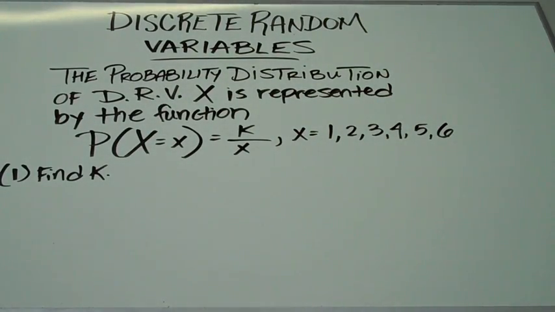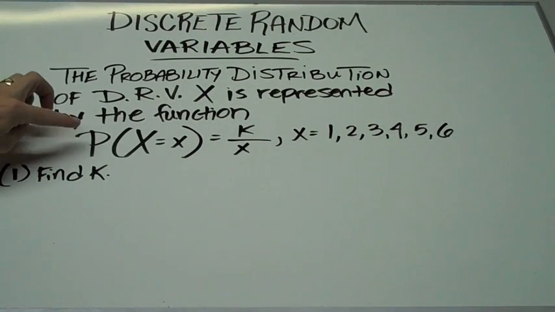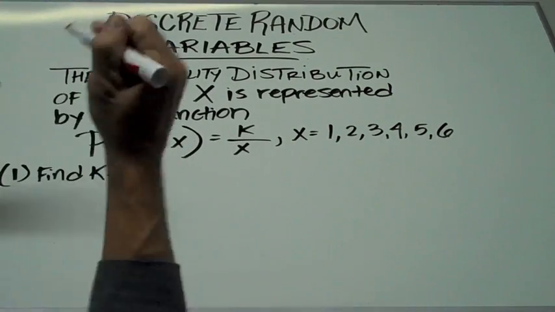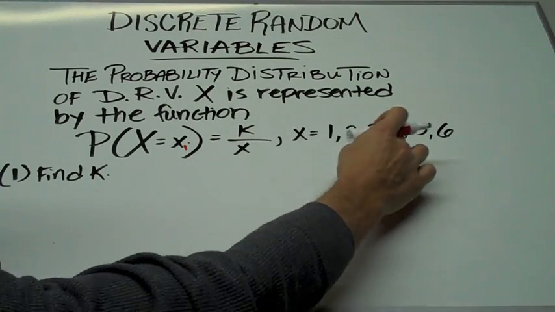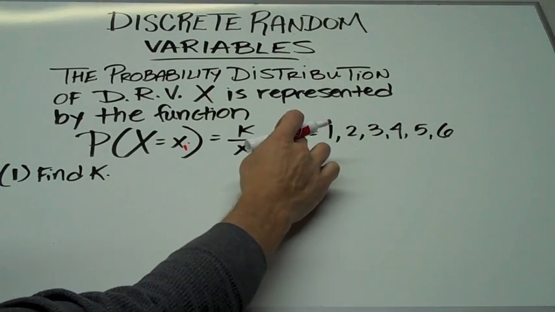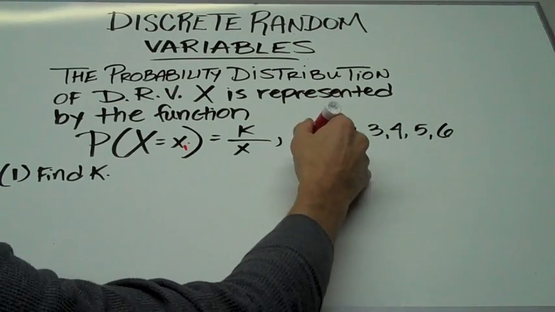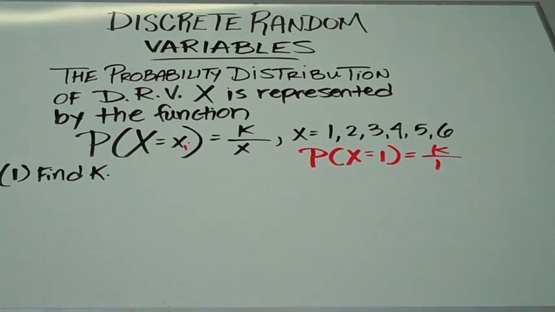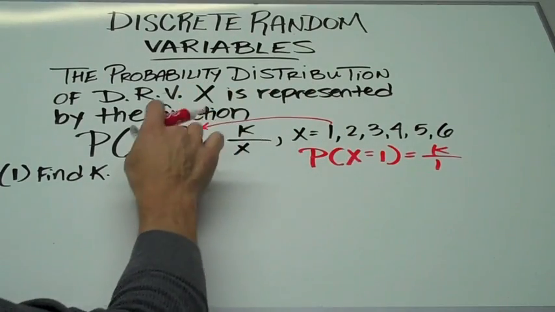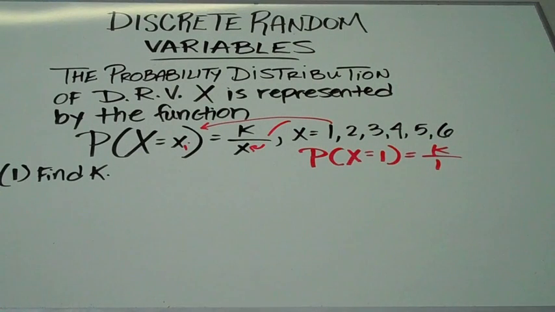Here's a third example involving the discrete random variable. The probability distribution of a discrete random variable capital X is represented by the function: probability that capital X is equal to some value, sometimes you see it as xi, is equal to k over x, where x can equal 1, 2, 3, 4, 5, or 6. So if small x equals 1, then the probability that capital X equals 1 is equal to k over 1. I'm just substituting a 1 in for that x there and a 1 in for this x here. Well, I'd have to substitute 2, 3, 4, 5, and 6.